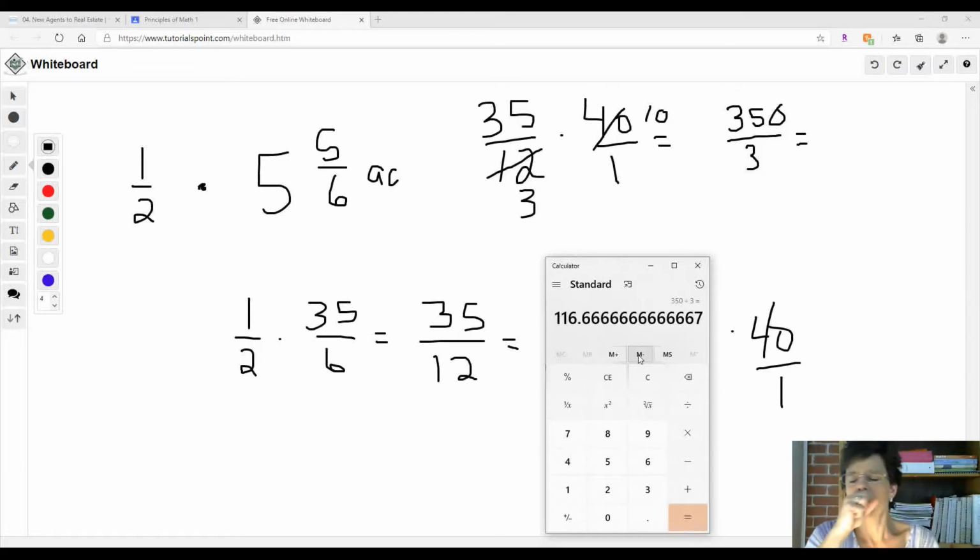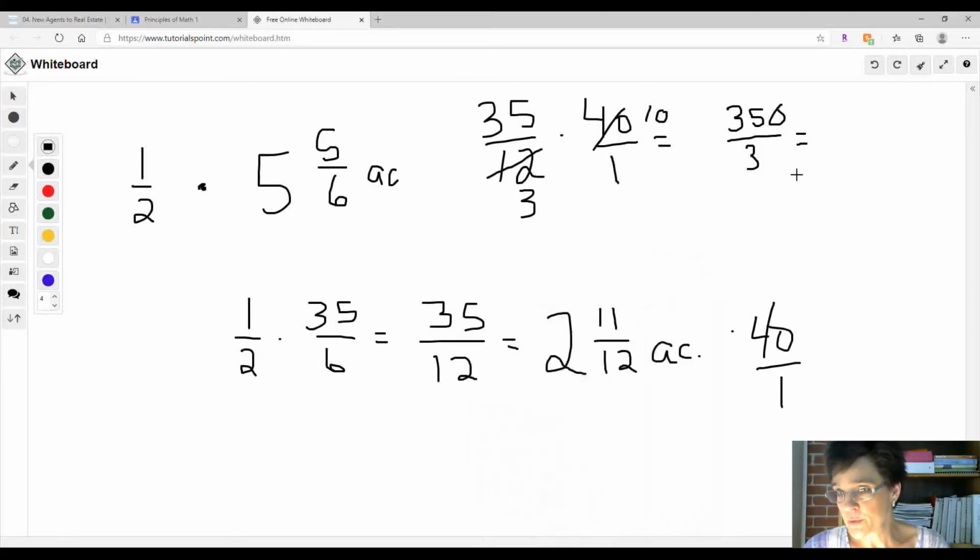Okay, 116.66 and so on. But you can't plant point of a tree. So your answer would be 116 trees. Does that make sense? Okay. All right.